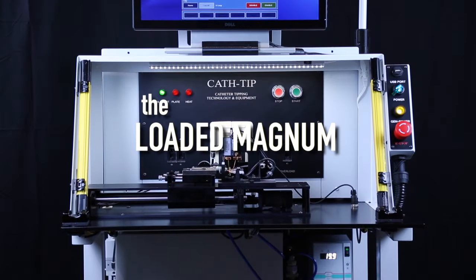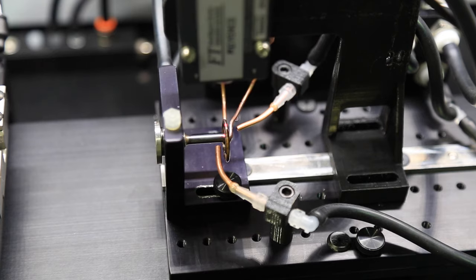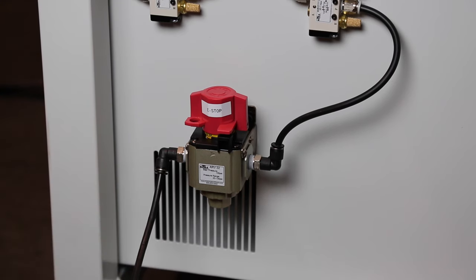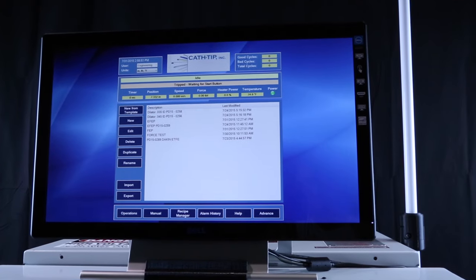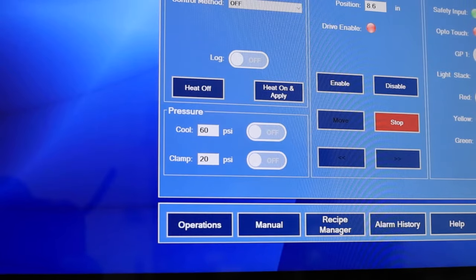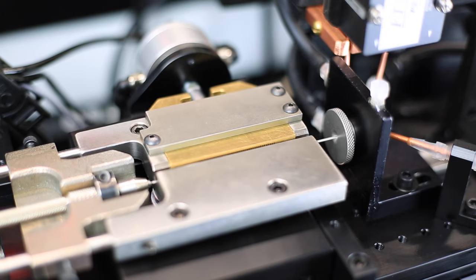Test your Magnum's pneumatic system to explore optimal cooling rates and flexible clamping pressure. With your machine connected to your facility's compressed air supply, enter the HMI. Go to the manual page and look at the pressure box. The cooling step is as important as the heating step for developing rapid cycles.